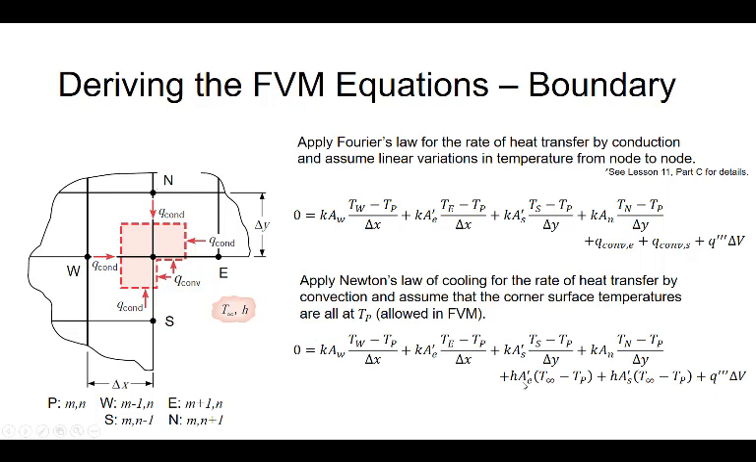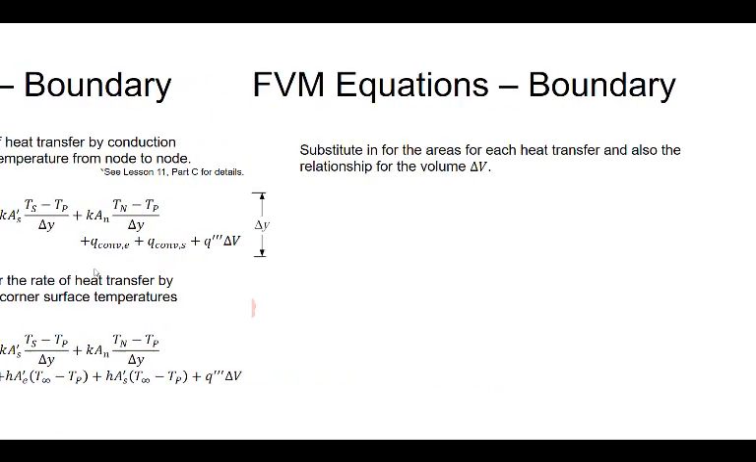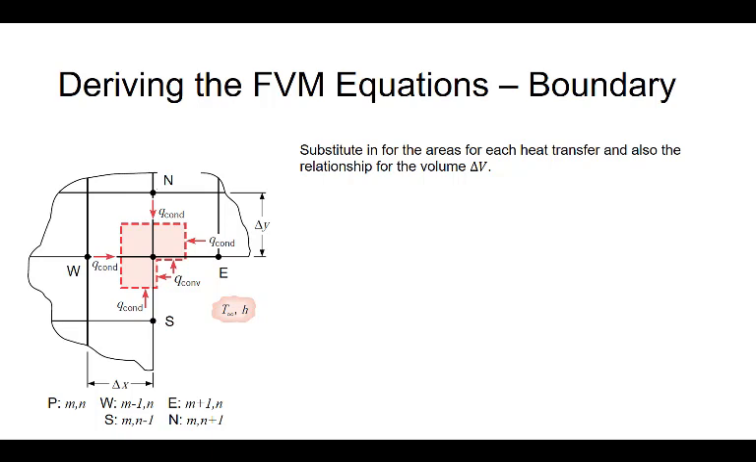Applying Newton's law of cooling, we have the convection heat transfer coefficient times T infinity minus Tp, because we are assuming that the heat transfer is from the fluid into the volume. We have the source temperature and the sink temperature. And I've denoted, again, the appropriate areas, which are half of the faces. We now substitute in for the areas of each heat transfer and also the relationship for the volume delta V, relating these areas and volumes to the nodal spacings delta x and delta y.